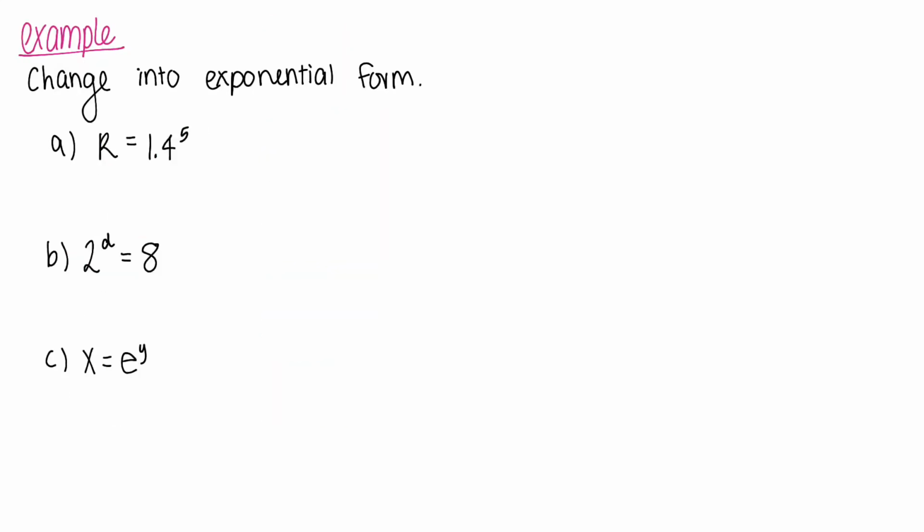So here we go, change into logarithmic form. So the base, remember, is the thing that has the exponent on it. So you're always starting with the base. So the base here is 1.4. So log, and then the base goes down here, log base 1.4, across the equals, of r, back again is equal to 5.